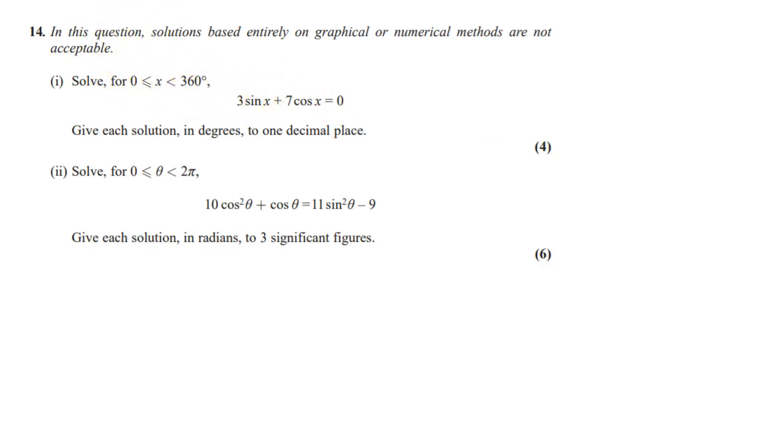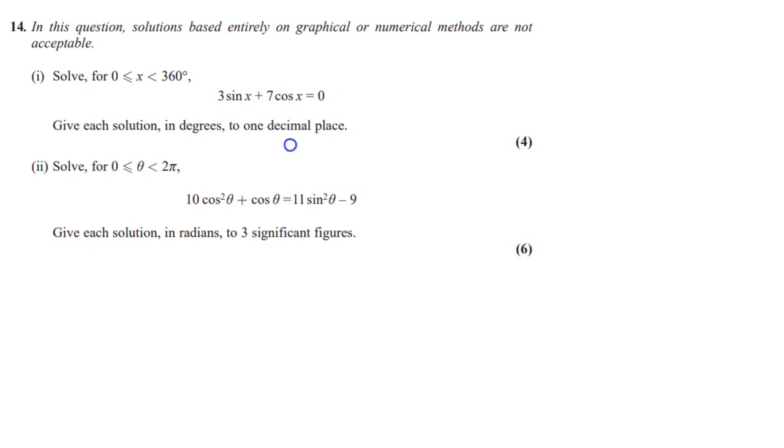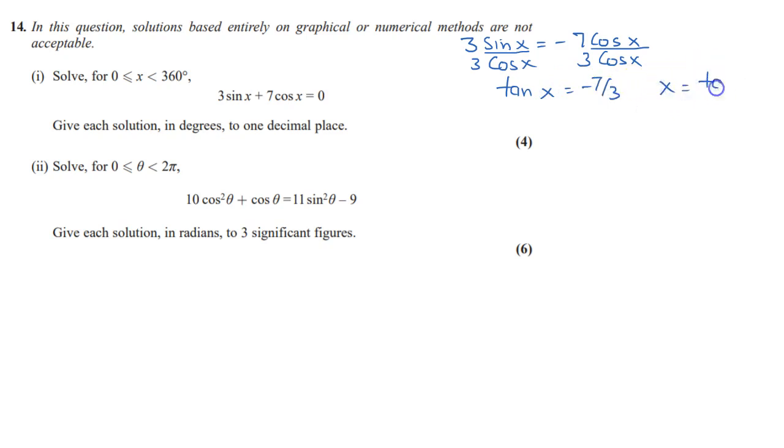Solve this equation from 0 to 360. So we have 3 sin x is equal to minus 7 cos x. Divided by cos x and by 3, we have tan x is equal to minus 7 over 3. X is equal to tan inverse of minus 7 over 3. So x is equal to minus 66.8, up to one decimal place.